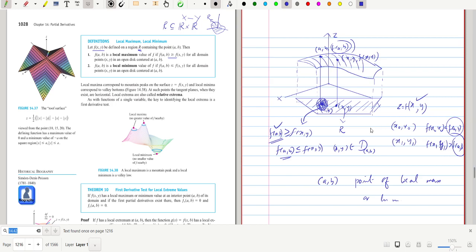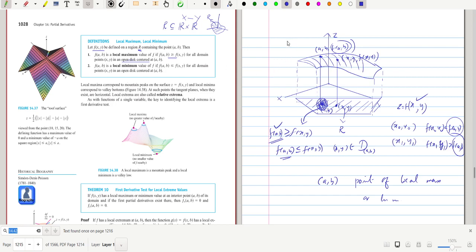Okay, so in order to get the local maximum or local minimum, there should exist a neighborhood, where neighborhood means open disk, centered at (a, b) such that f(x,y) is less than or equal to f(a,b), or greater than or equal to, to get this f(a,b) as local maximum or minimum.